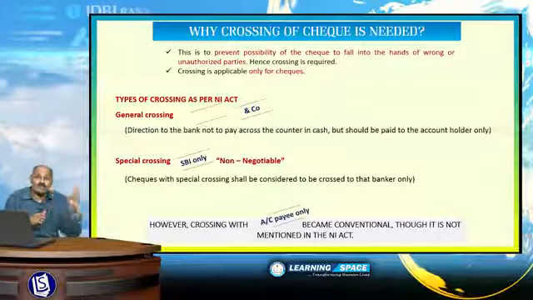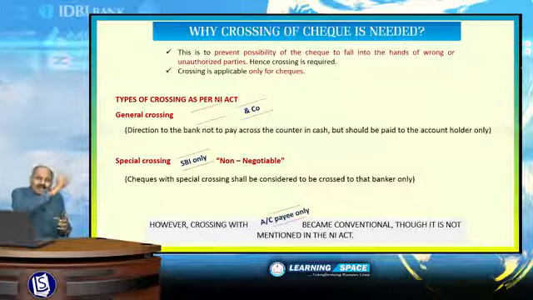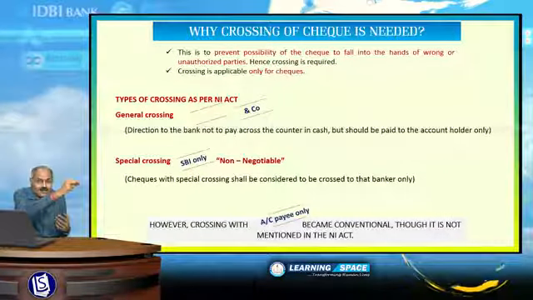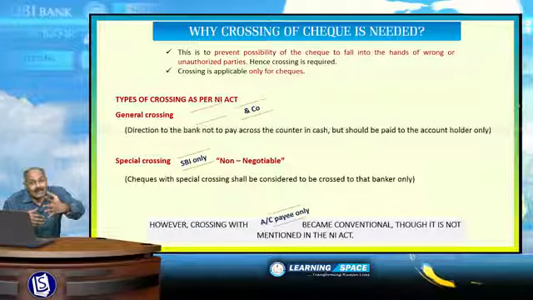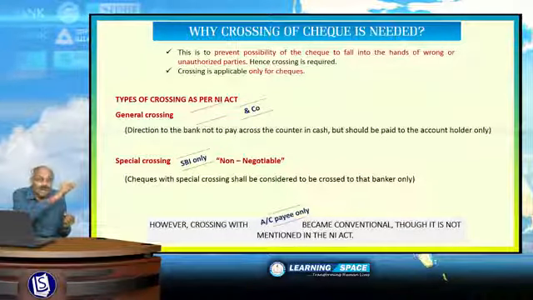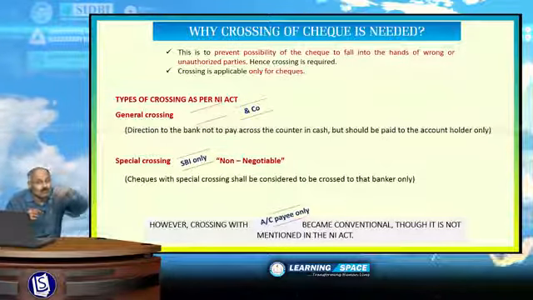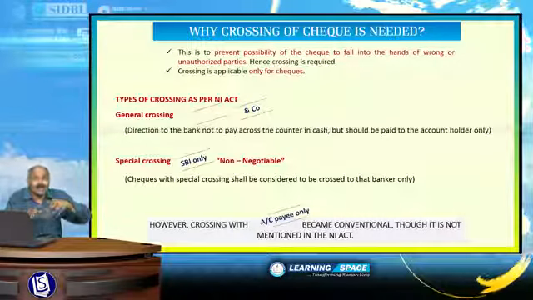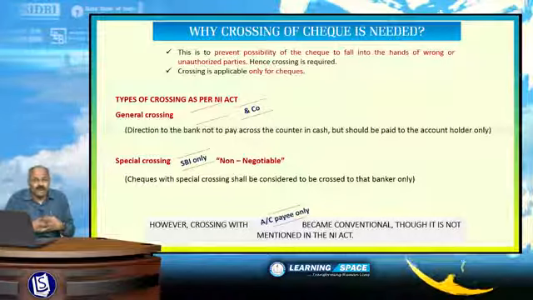Crossing is of 2 types, general crossing and special crossing. General crossing is 2 transverse lines as well as account payee only, and special crossing is crossing for a particular bank. If you are making 2 transverse lines and writing SBI only, then it indicates that your check is to be deposited in State Bank of India only. So, special crossing pertains to a particular bank. And what is the advantage of crossing, you may ask?